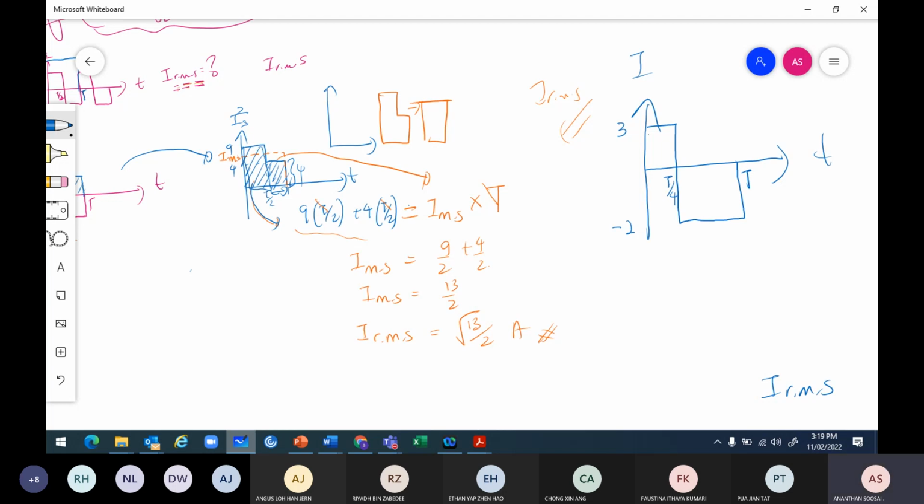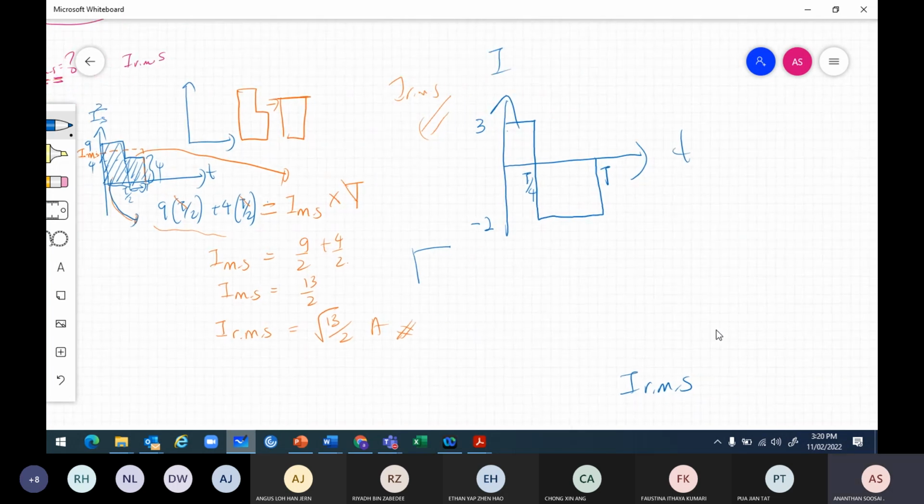Okay, so far I never received any answer yet. Okay, square the graph. So 3 becomes 9, negative 2 becomes 4. Uneven shape, right? Then that shape, make it like a rectangle. We average out the value. So mean square times the period. Find the mean square. Then root it, you get root mean square. Give a try, give three significant figures.